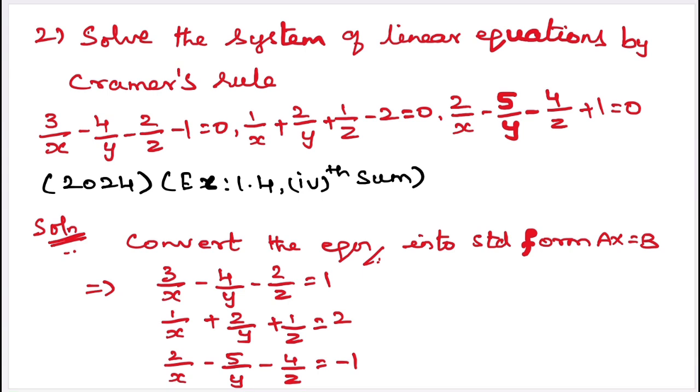For this problem, convert the equation into the standard form ax is equal to b by moving the constants to the right hand side, like 3 by x minus 4 by y minus 2 by z is equal to 1. 1 by x plus 2 by y plus 1 by z is equal to 2. 2 by x minus 5 by y minus 4 by z is equal to minus 1.